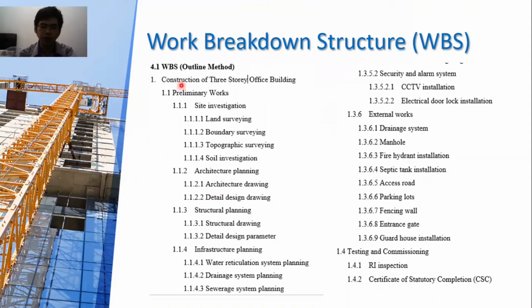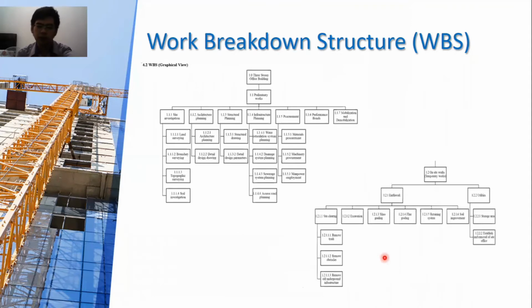It starts from level 1, construction of a 3-story office building, followed by sub-level 2, preliminary works, and then level 3, level 4, and even level 5. 1.4 is the end of the WBS. This is the graphical method of the WBS. Since we have 125 activities, they are presented in a few pages with their corresponding levels. That's all from me. Thank you.